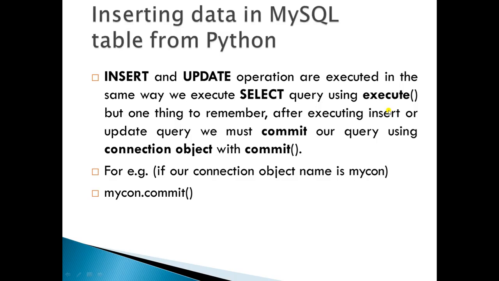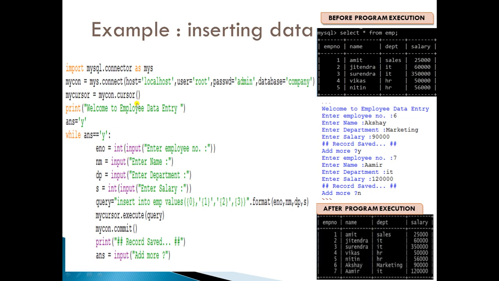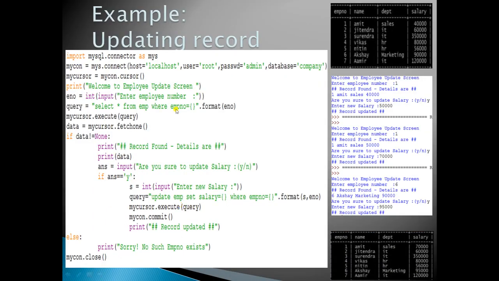Inserting data in a MySQL table from Python. Now you have the insert and the update operation. You can do this in MySQL, and in Python also. You can see the inserting data. For inserting data, you have to use mycon.cursor, and all the program is the same. Here I have used curly braces and the format function. When you execute the query, after that you have to use the commit function. This commit is here for inserting the data, so that whatever data you are inserting is stored into the database.